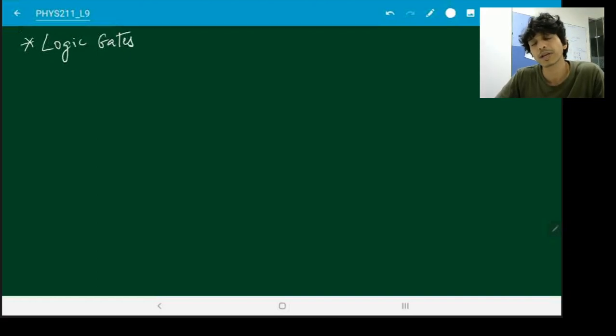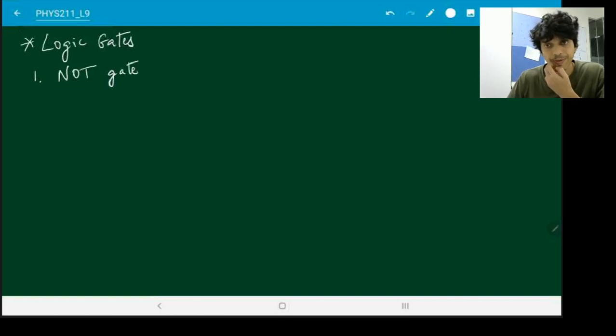Okay, so this is now lecture 10. So we're going to start discussing logic gates now. There are various different kinds of logic gates. We're going to be looking at 6 of them, 6 basic ones. The first one that we're going to look at is called the NOT gate.